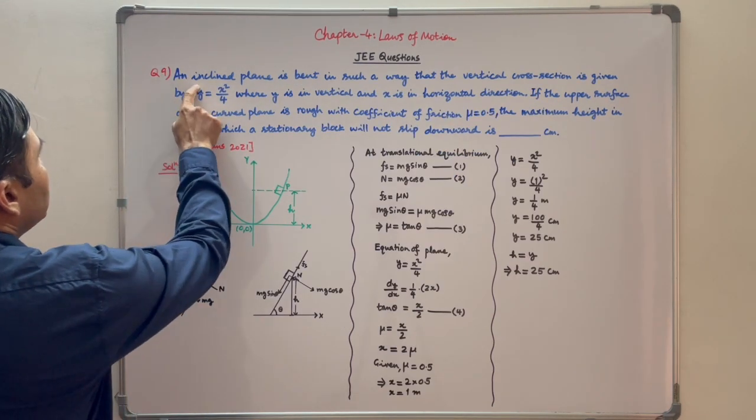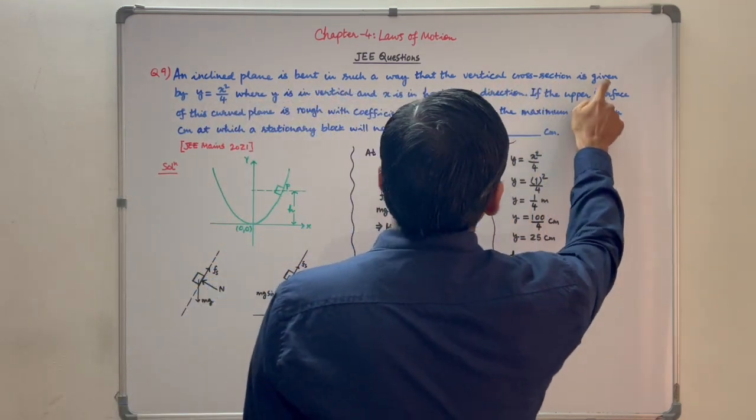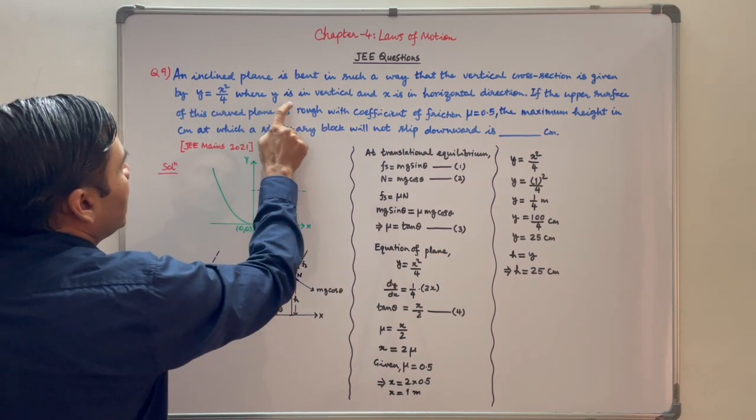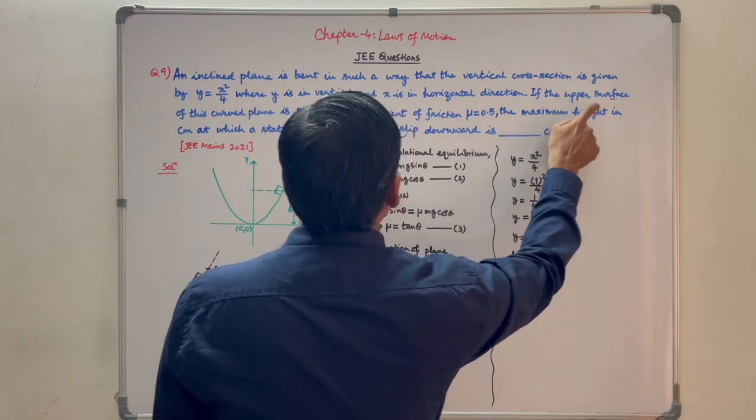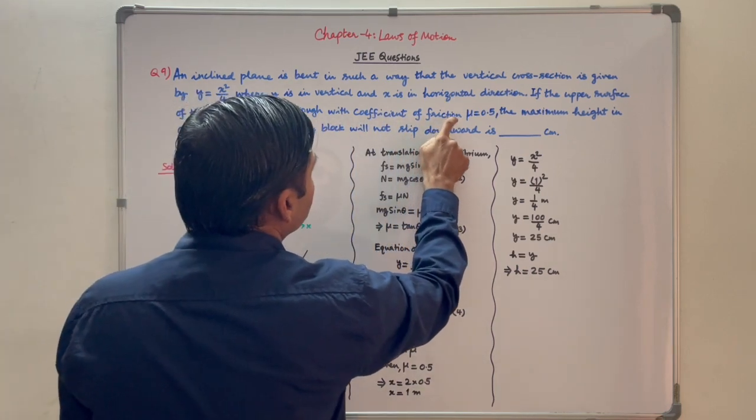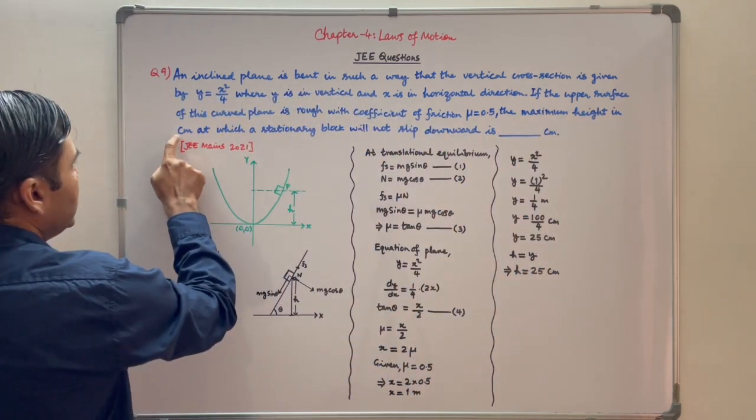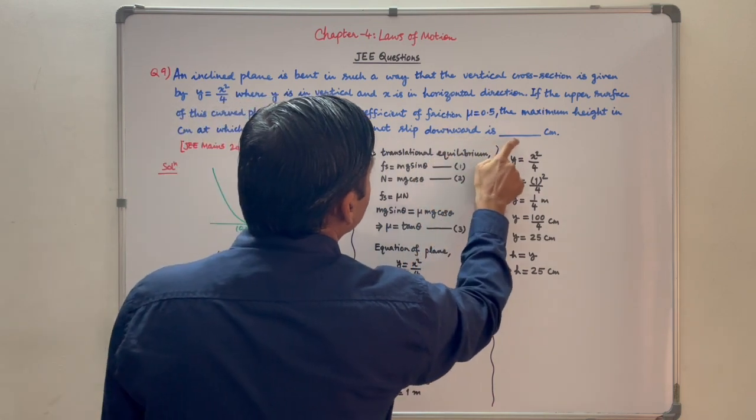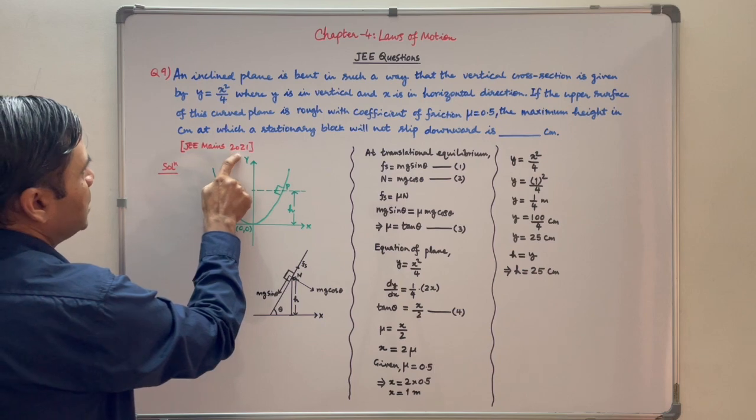Ninth question. An inclined plane is bent in such a way that the vertical cross section is given by y is equal to x square by 4, where y is in vertical and x is in horizontal direction. If the upper surface of this curved plane is rough with coefficient of friction mu is equal to 0.5, the maximum height in centimeter at which a stationary block will not slip downward is dash centimeter. This question was asked in JEE Mains 2021.